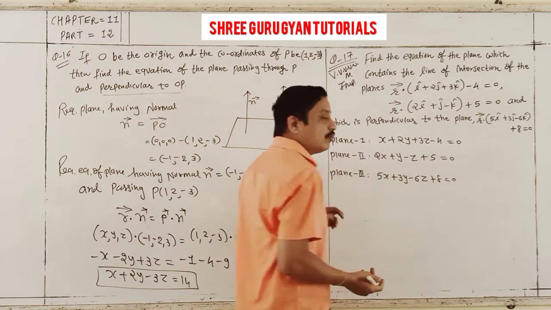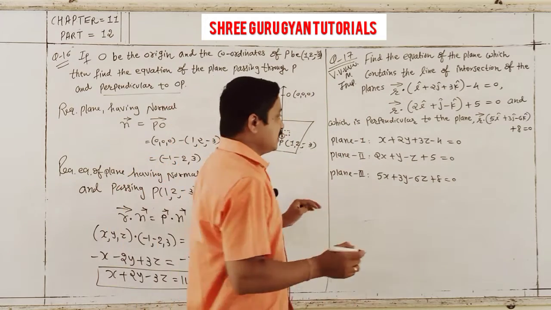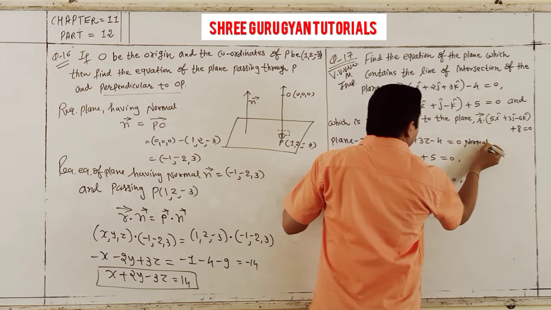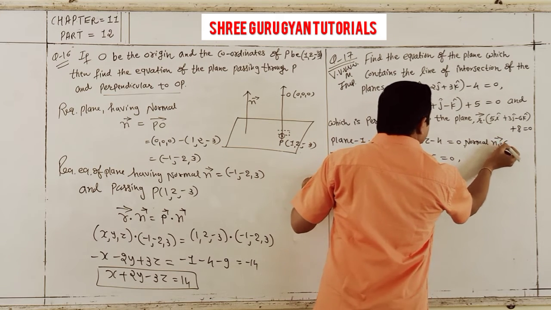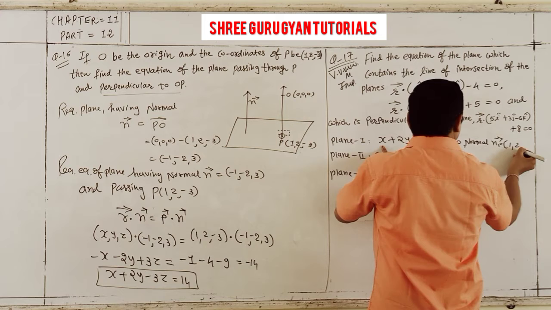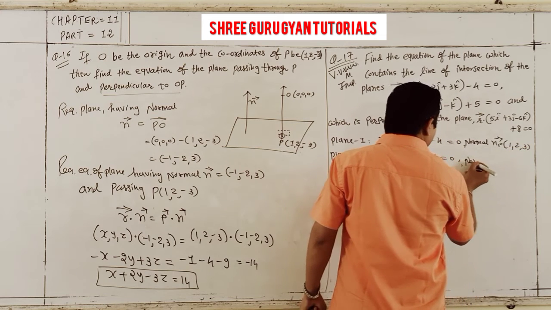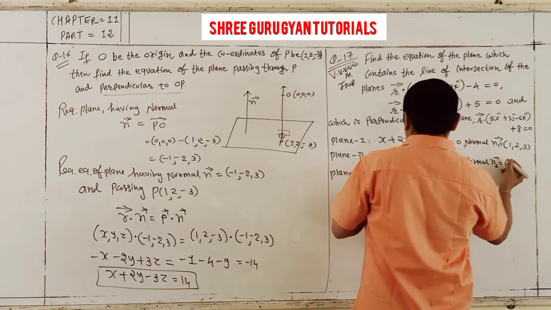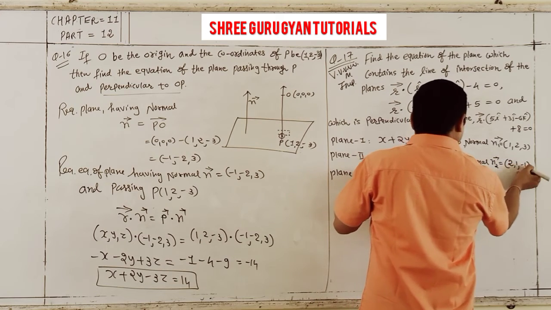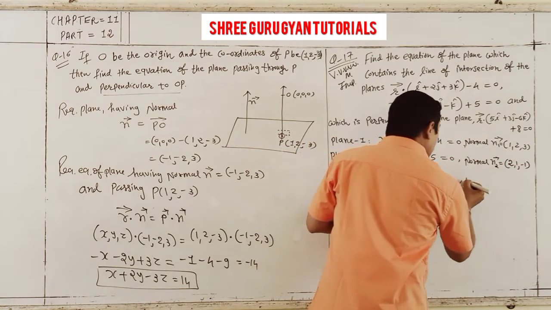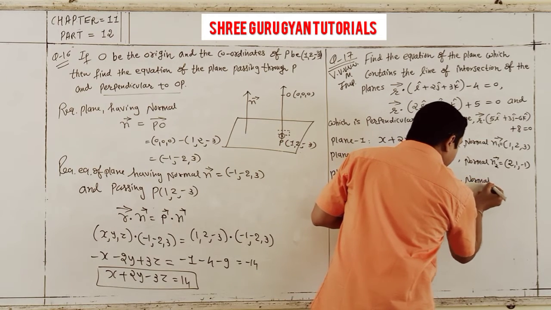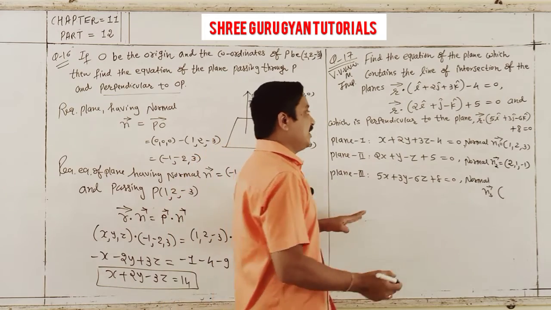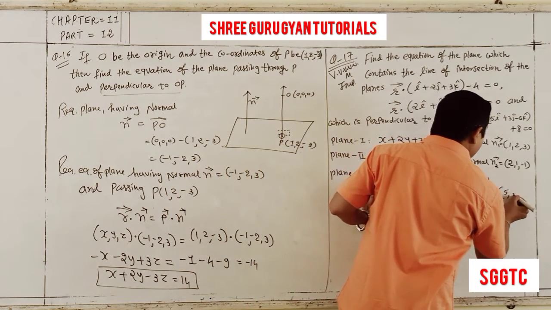I just derive all the normals first. Here the normal N1 direction is very easy: 1, 2, 3. Similarly, students, the normal N2 is 2, 1, minus 1, and the last normal N3 is covered as 5, 3, minus 6.